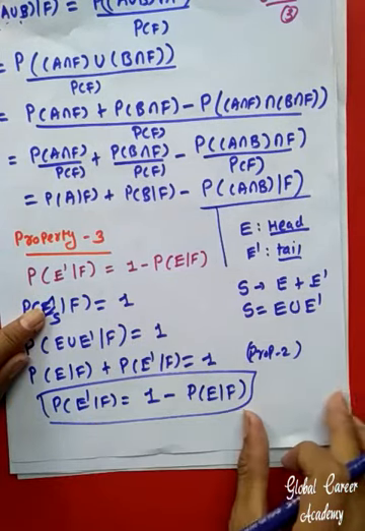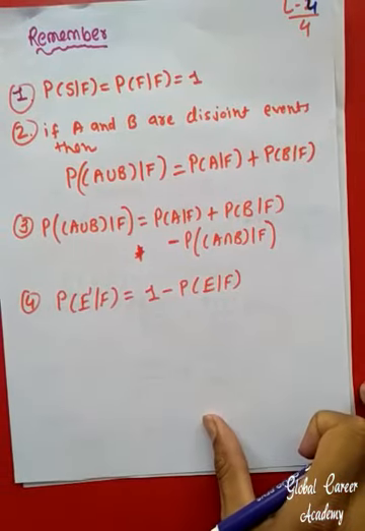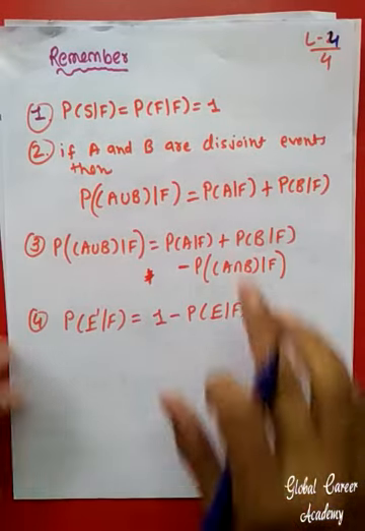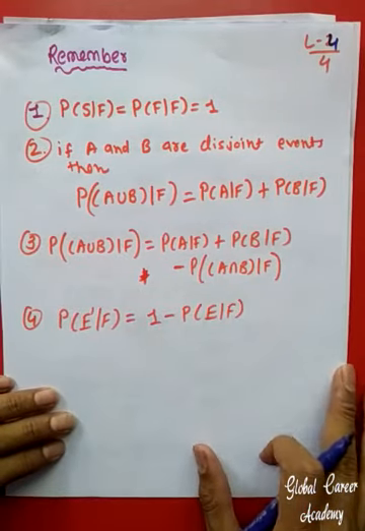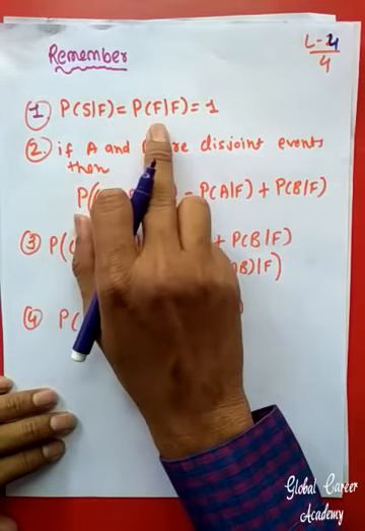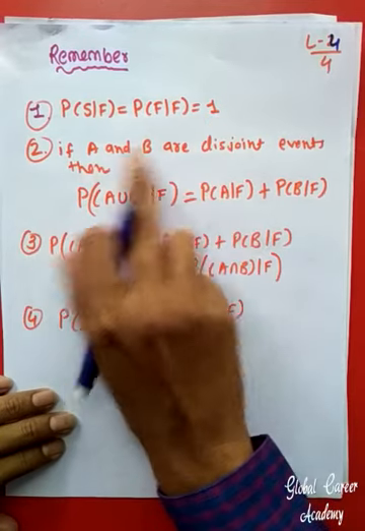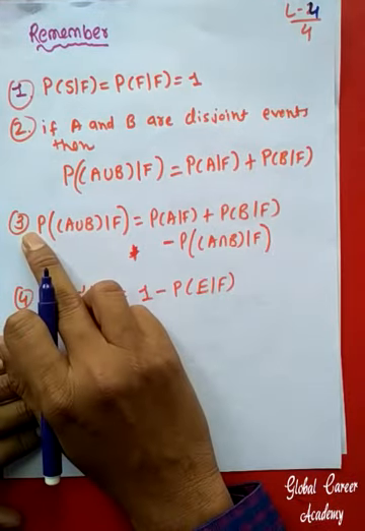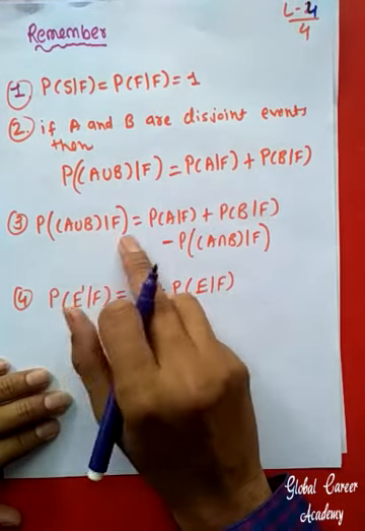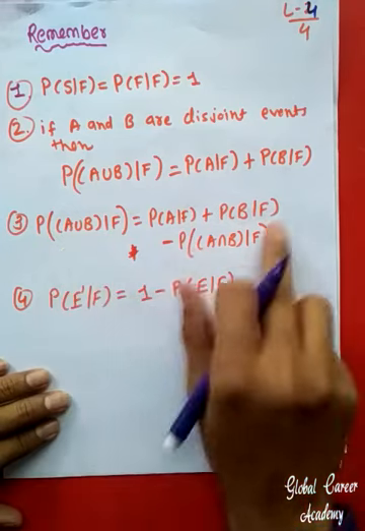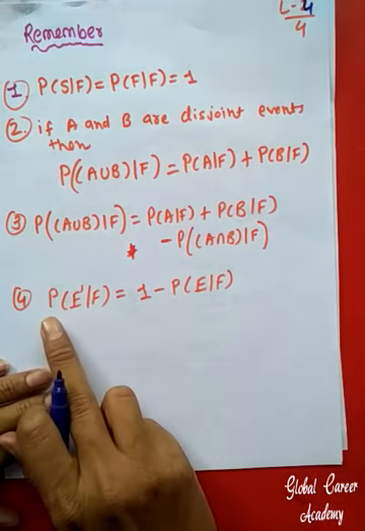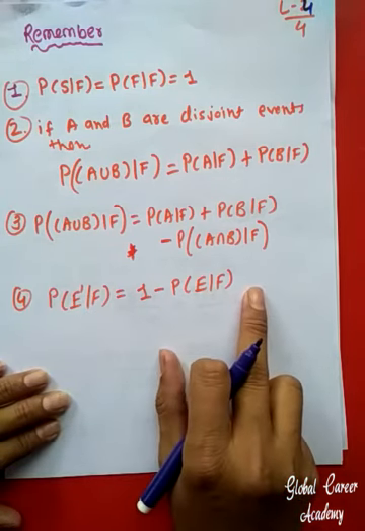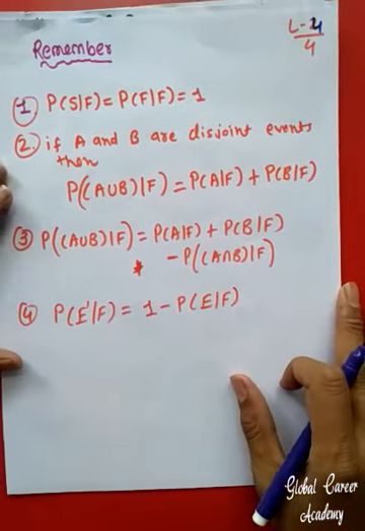Property number 3. Okay. So let us just summarize once. From the numerical point of view, you should remember these 4 points, right. P of S given F equals P of F given F is equal to 1. If A and B are disjoint events, then you have to remember this equation. If nothing is specified, whether A and B are disjoint or not, then I will use this equation. And if it is P of E dash given F, then 1 minus P of E given F. So these 4 equations you have to use. Okay. Thank you.